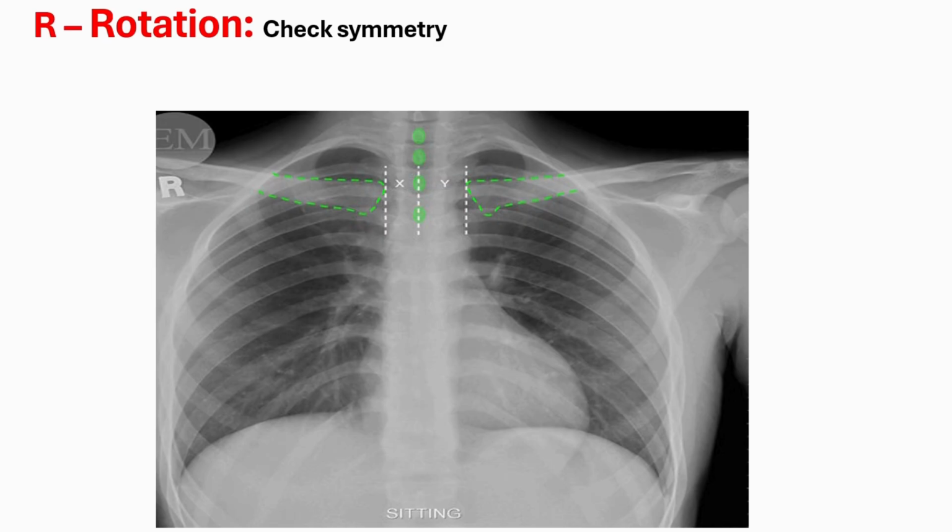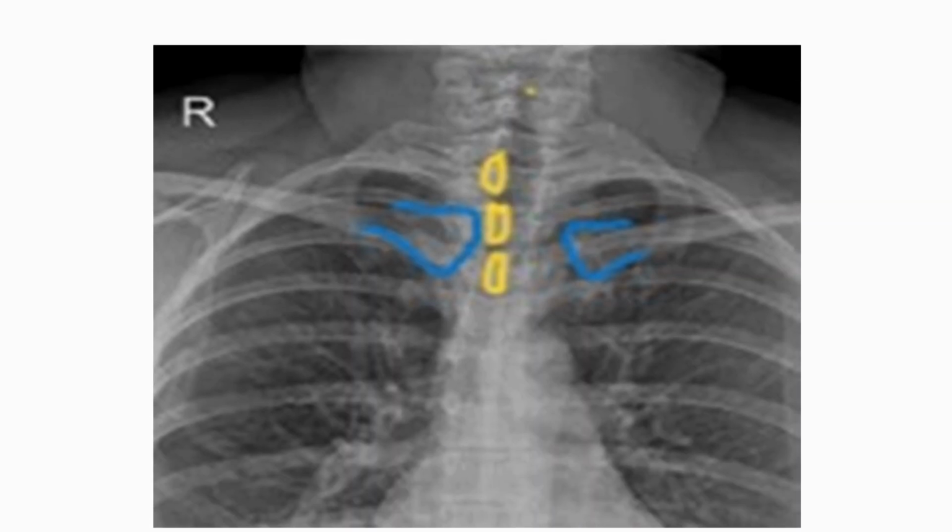That is rotation. What we see in rotation is symmetry, that is, the distance between the two medial ends of the clavicles in relation to the spine, which is denoted by these X and Y lines. If they are equidistant, we call this a non-rotated image. In the second image, the distance between the medial end of the left clavicle and the spine is increased, whereas the medial end of the right clavicle to the spine is reduced. So this is a left-side rotated image.